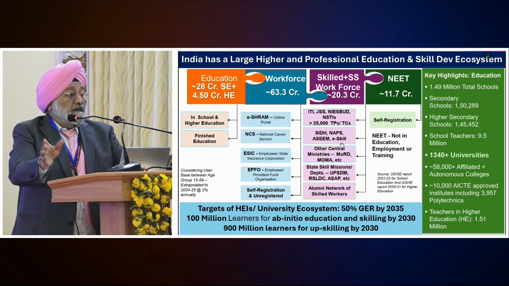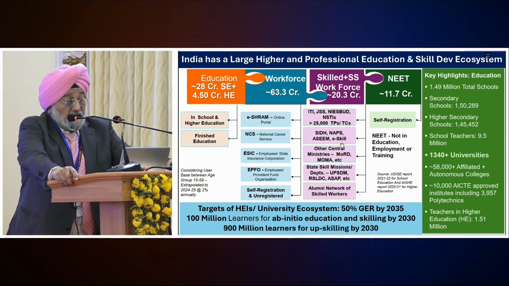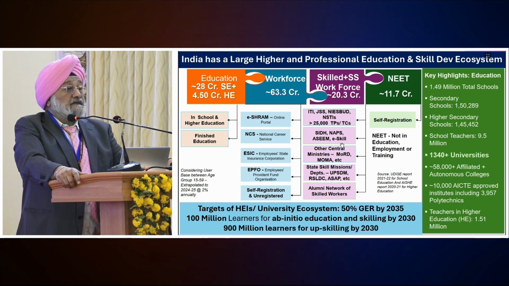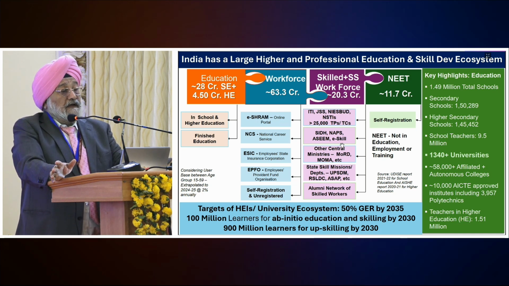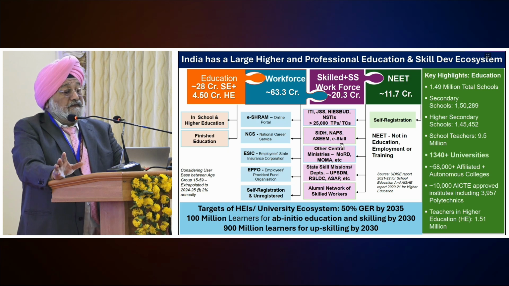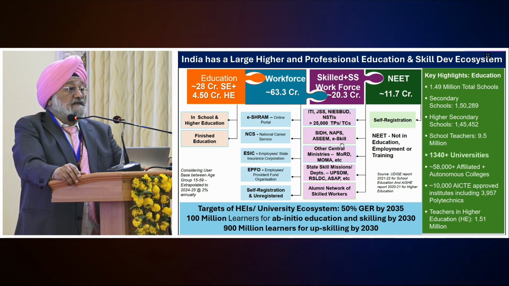The education landscape of India is pretty large. 28 crore people in school education, 4.5 crore in higher education, 63 crore people in the workforce. And if you look at the skilled and semi-skilled workforce, that's not even one third of that. And there are 11.7 crore people who are not in education, employment, or training. And all this is happening in about 15 lakh schools, 1,340 universities, 58,000 colleges. Now that's a very large ecosystem. And there are 15 lakh teachers.